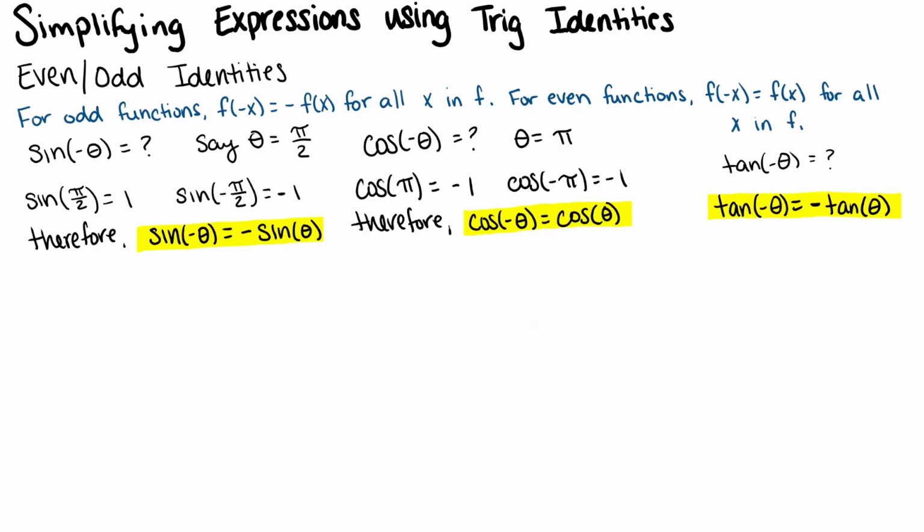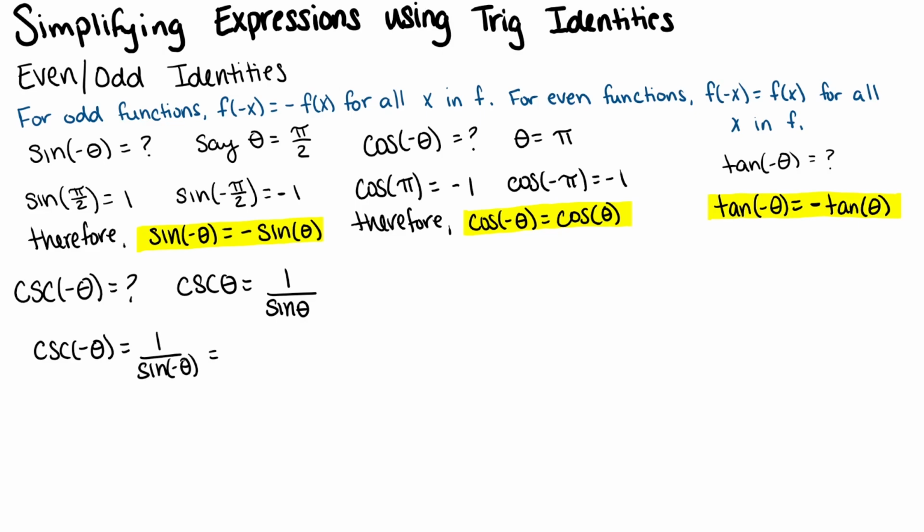Then we have our reciprocal identities. So we have to now figure out what our cosecant, secant, and cotangent are. Since we just found our sine, cosine, and tangent, we'll be able to solve for these pretty easily. So we know that cosecant theta is equal to 1 over sine theta. This means that the cosecant of negative theta will be equal to 1 over the sine of negative theta. And we know the sine of negative theta is negative sine theta, which means cosecant of negative theta is equal to negative cosecant theta.